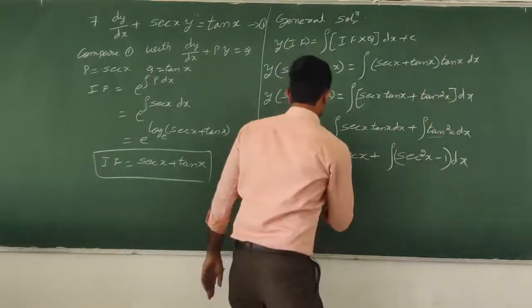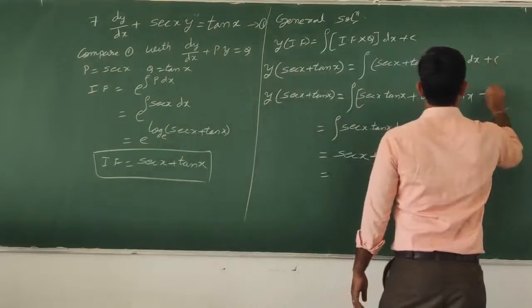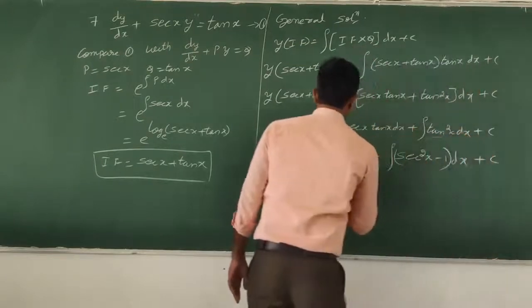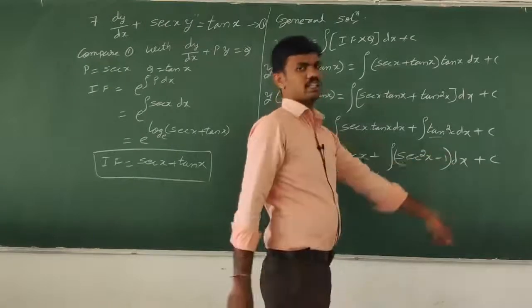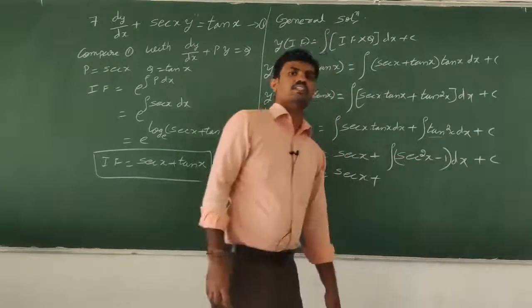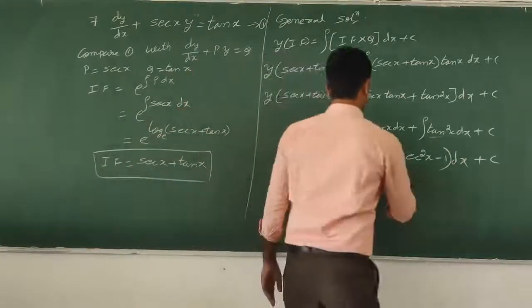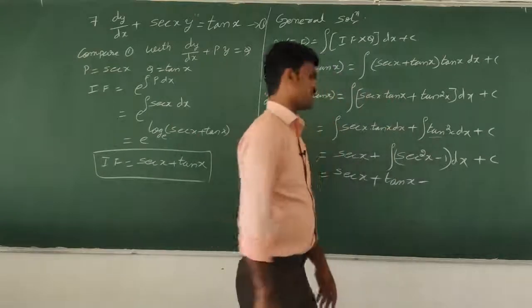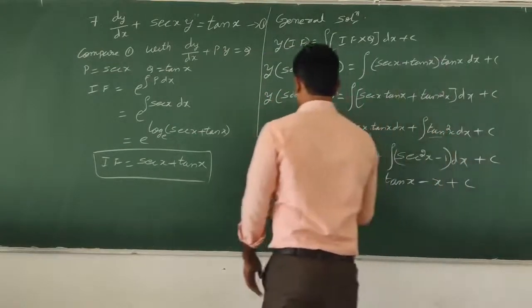Now this is equal to plus c, there is a plus c for everything. This is equal to secant x plus integration of secant square x into dx, which is tan x. Differentiation of tan x is secant square x, so integration of secant square x is tan x, minus integration of 1 into dx is x, minus x plus c. So that is our general solution.